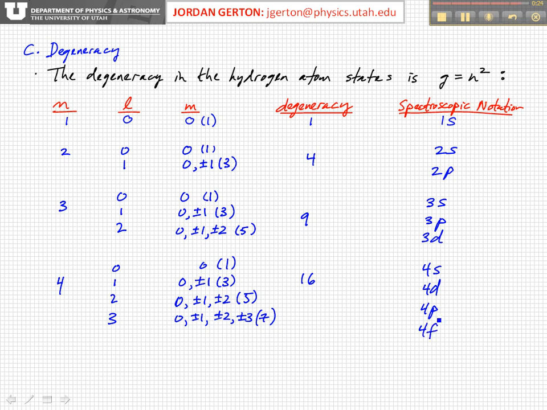This structure of the hydrogen atom provides a clear understanding of the periodic table of elements, but of course this is also modified by the fact that the degeneracy is different when you add in other electrons.